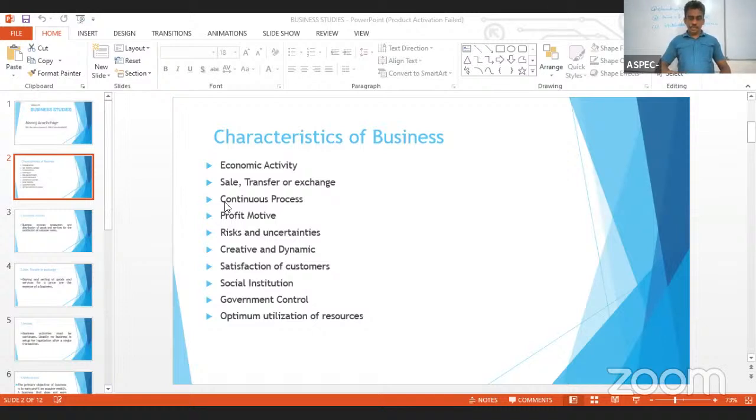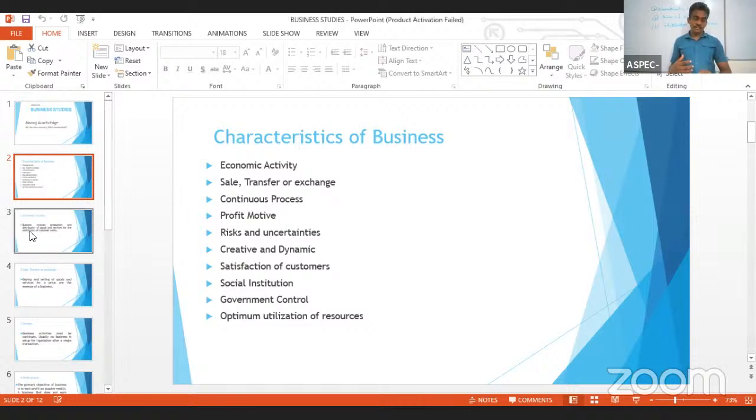What we learned last day, characteristics of the business. Right. First one, economic activity. Then we can see sales, transfer or exchange, continuous process, profit motive, risks and uncertainties, creative and dynamic, satisfaction of customers, social intrusion, government control, optimum utilization of resources. Right? We discussed these characteristics. Commonly, in every business we can see these characteristics. When you learn about business, you should have great knowledge about the characteristics of the business.